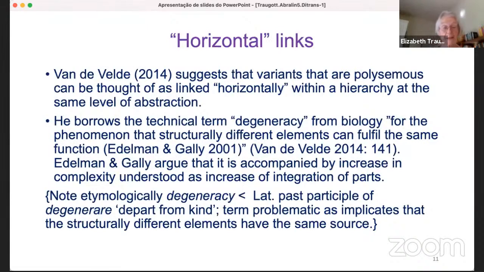And Van der Velde has a much more complex suggestion about how to deal with variants that are polysemous. He is the one who has used the term horizontal links within a hierarchy at the same level of abstraction. Now, he borrows the term degeneracy from biology, which was quite a surprise to me, because I think of degeneracy in ordinary English as something that has to do with falling apart, and it's a very negative word. But degeneracy in biology and in Van der Velde's work means that, for the same phenomenon, structurally different elements can fulfill the same function.